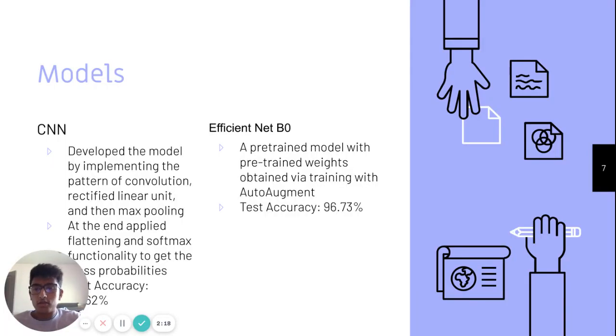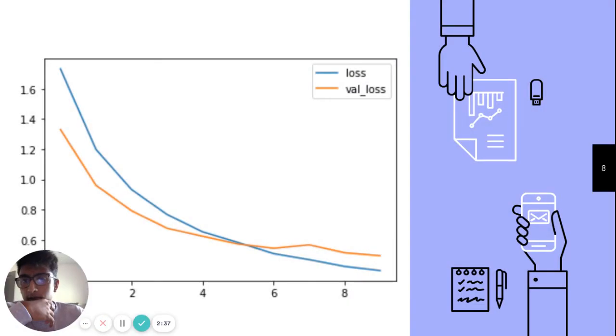In terms of models, I used my own CNN model, and then I used the EfficientNet B0, which is also a pre-trained model with pre-trained weights. For my model, I got around 84% accuracy, and for the EfficientNet model, I ended up with 97% accuracy.